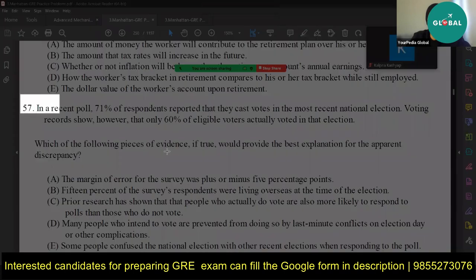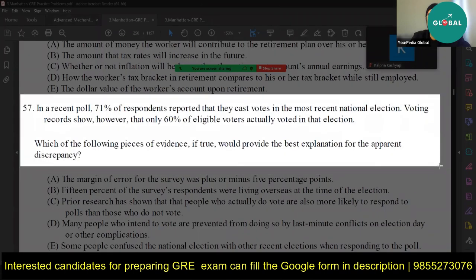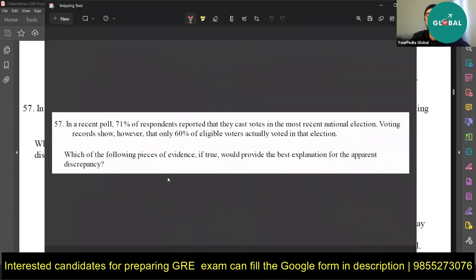Okay, so again, a new question. The strategy would be the same. Don't go to the answer choices in the first go. First of all, you have to understand the question very clearly.